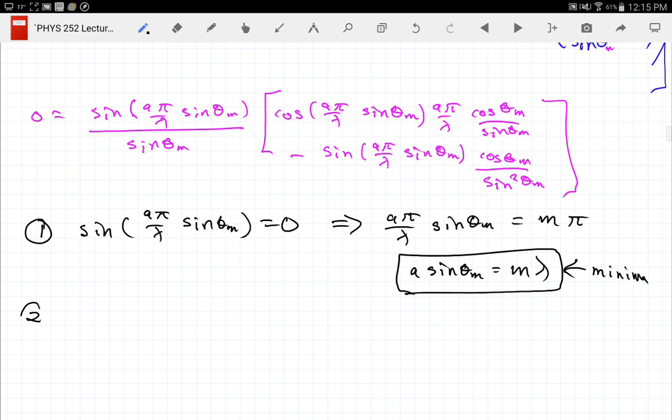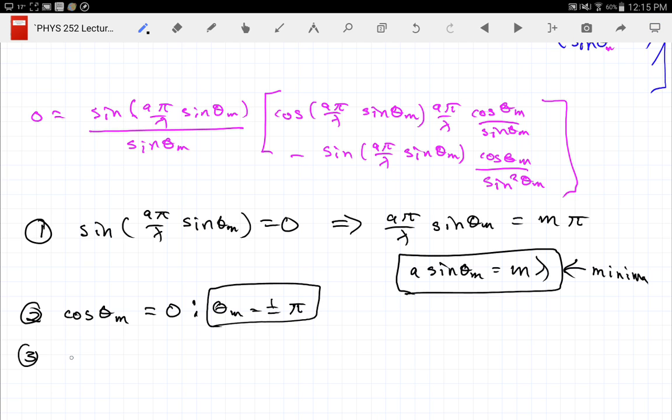Condition 2. I'm going to go for easy. Cosine theta m equals 0, which means theta m equals plus or minus pi. Well, sure, because that's the limit. That was just the limit. That doesn't help me at all.